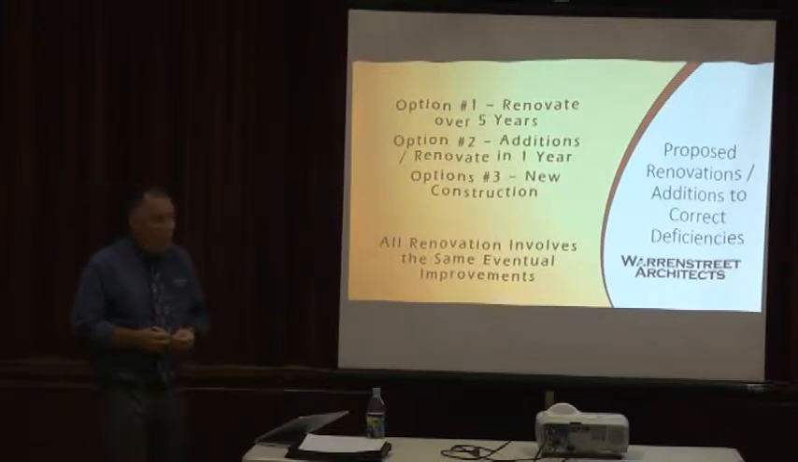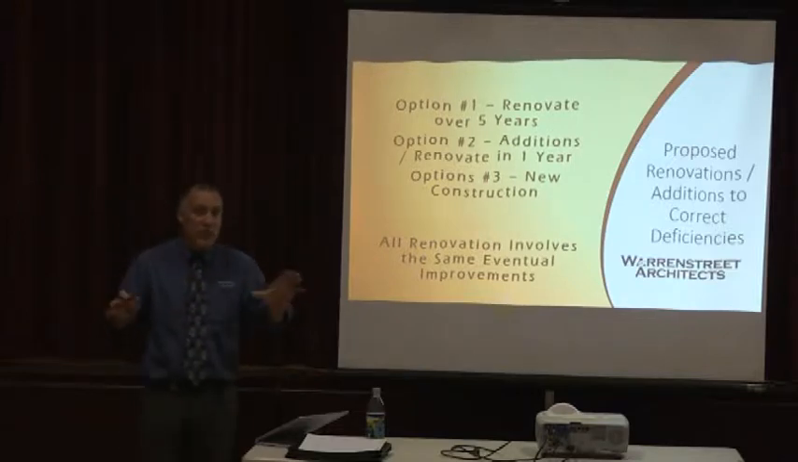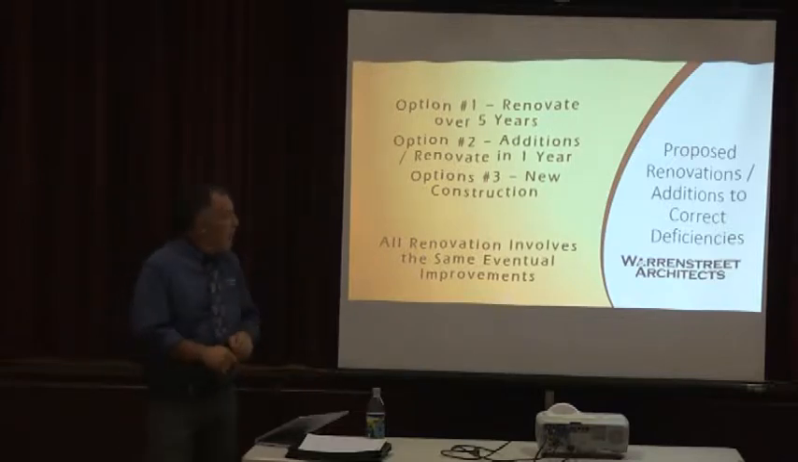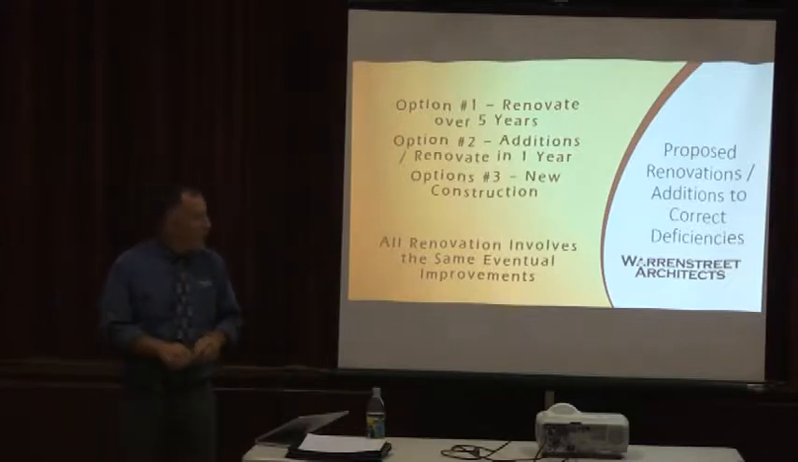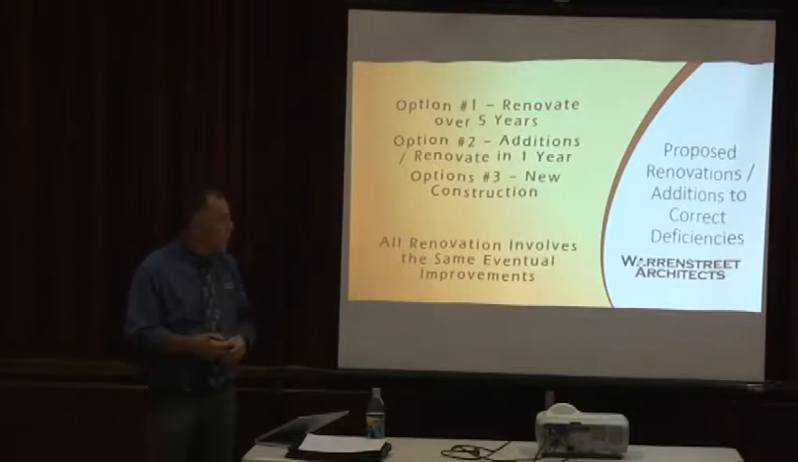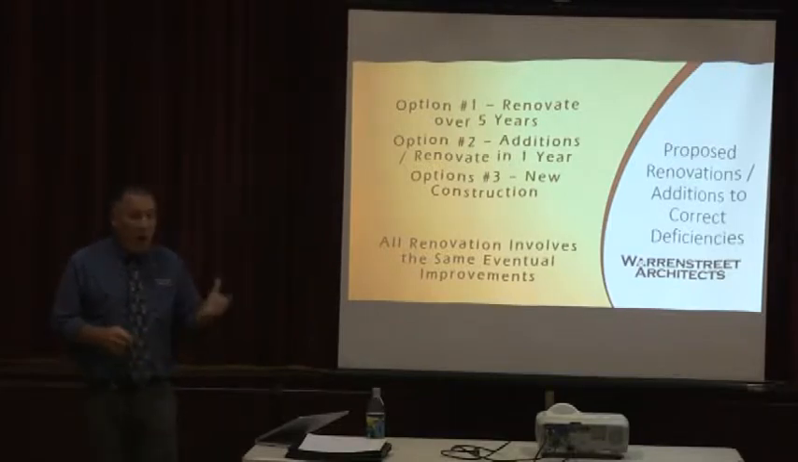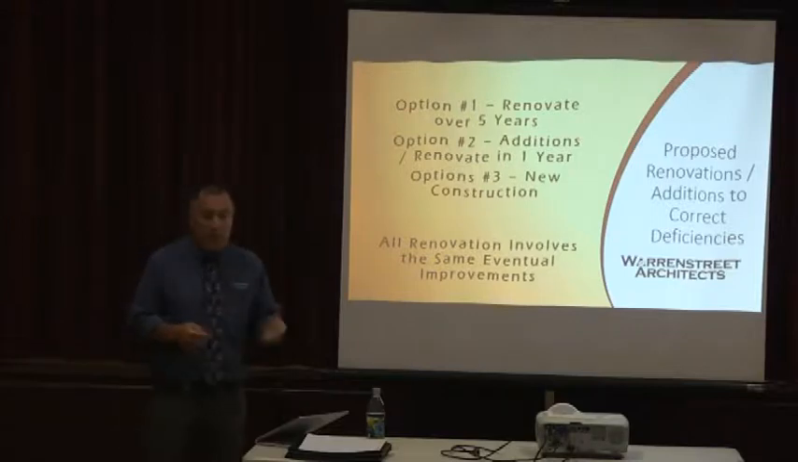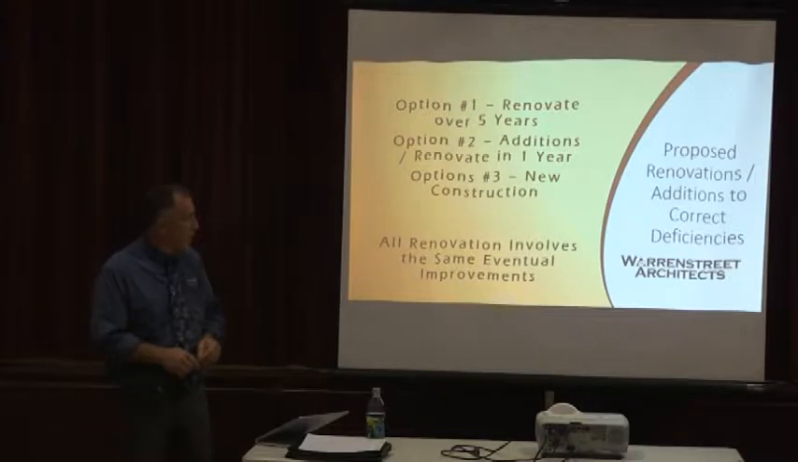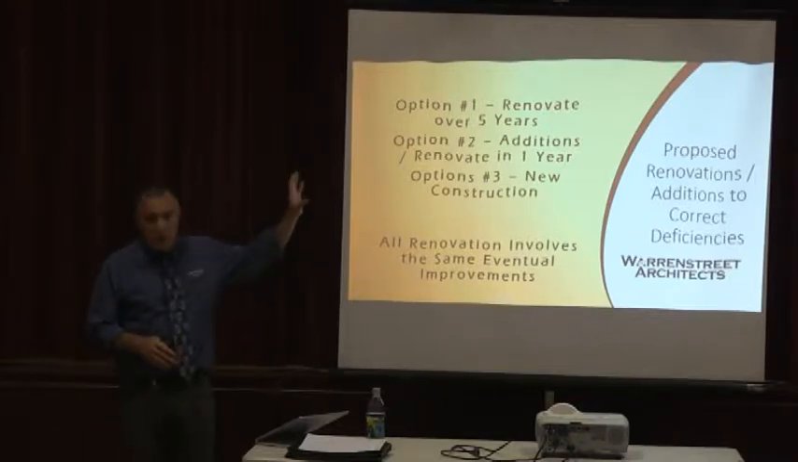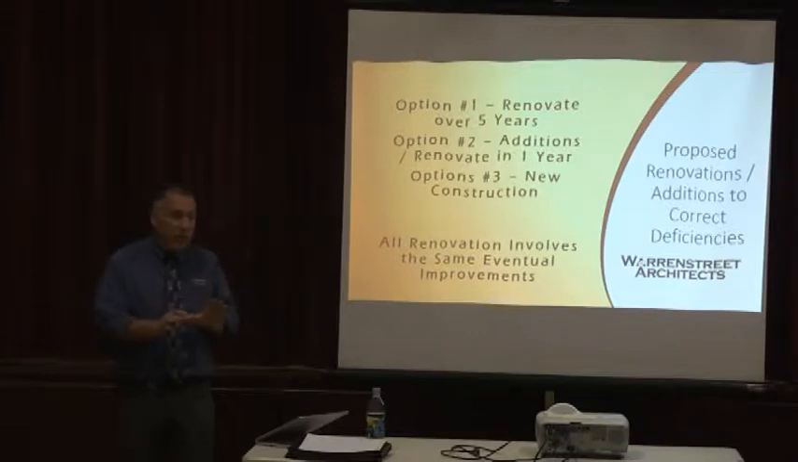Second option is, well, what if we did all of that, additions and renovations, all in 1 year, and just get it done and go forward? Obviously, that would have to be a bonded project, whereas the pay-as-you-go, you probably just do it through the budget. And then option 3 is new construction. What are the positives, what are the negatives of doing new construction? And again, I just want to point out that all 3 of these options, going into this, we went in with no favoritism and wanted to compare each as equally as possible.